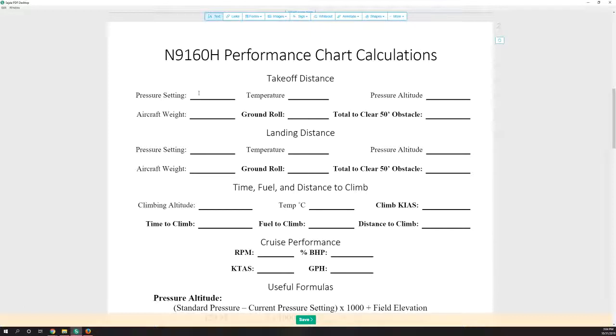Some of this stuff, the stuff in bold, is the stuff that we're going to have to calculate based on the charts, and the stuff not in bold are things that we might need to look somewhere else for. So we've got to figure out the pressure setting and the temperature. To do that, we're going to look at the METAR for the airports. And in this case, I'm going to do the calculations for taking off out of Tuscaloosa and going into Shelby County, the two airports that I'm going to use for this.